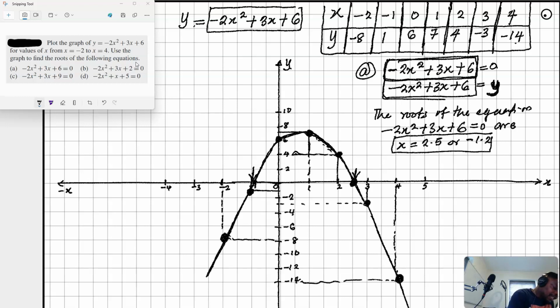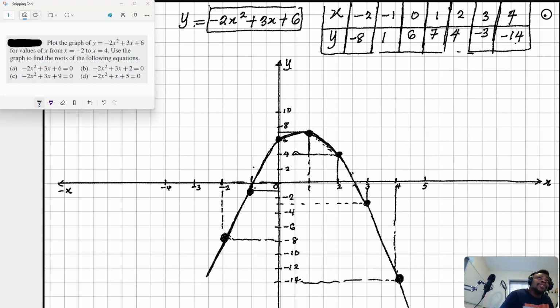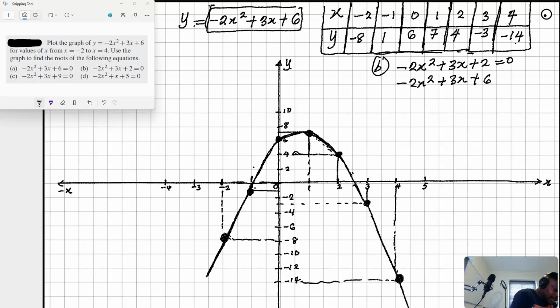Now, if you solve this equation using quadratic formula, you should have the same answer. So the next question says, find the root of the equation for b when the equation is minus 2x squared plus 3x plus 2 is equals to 0. So we are looking for the root of the equation for this equation here. Let's compare it with what we have with our curve. Our curve is this, minus 2x squared plus 3x plus 6 is equals to y.